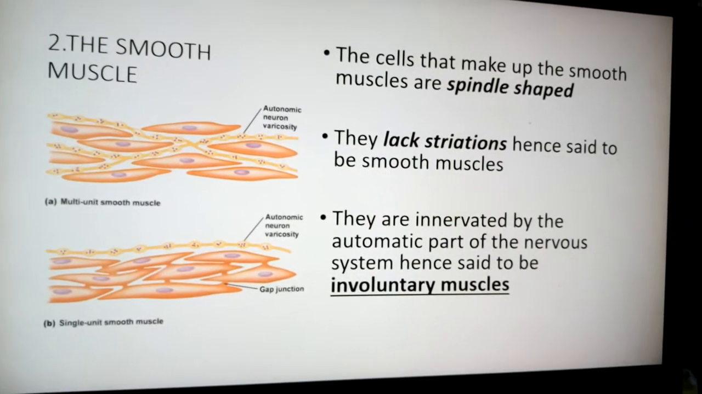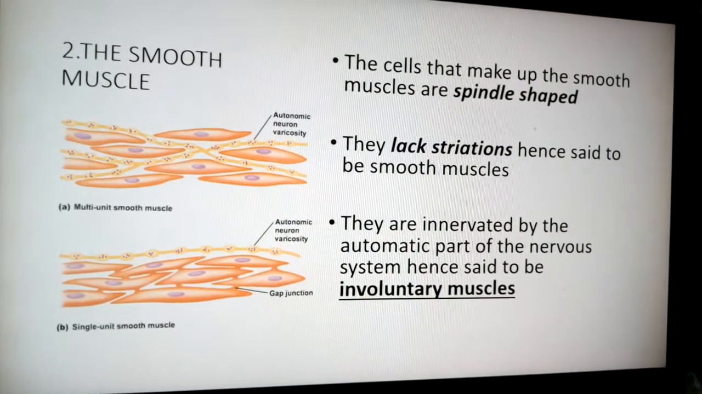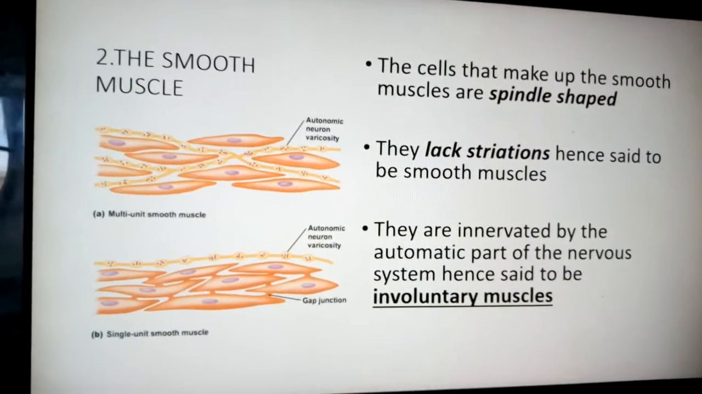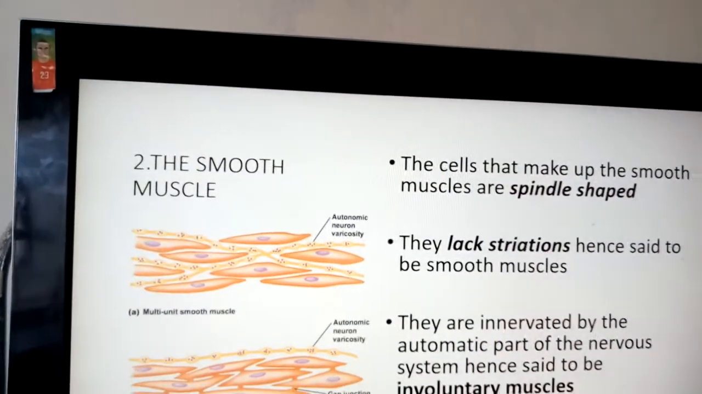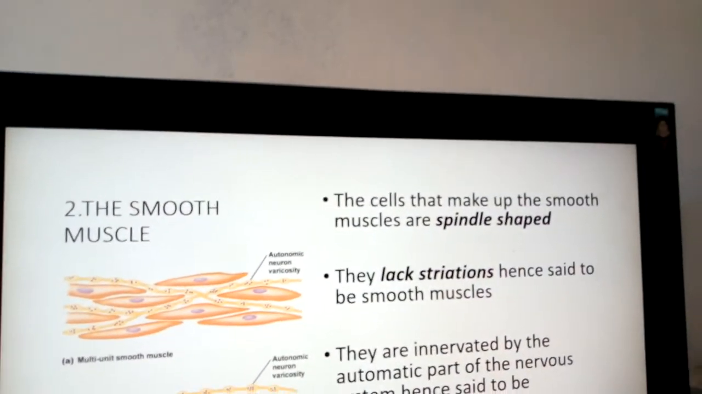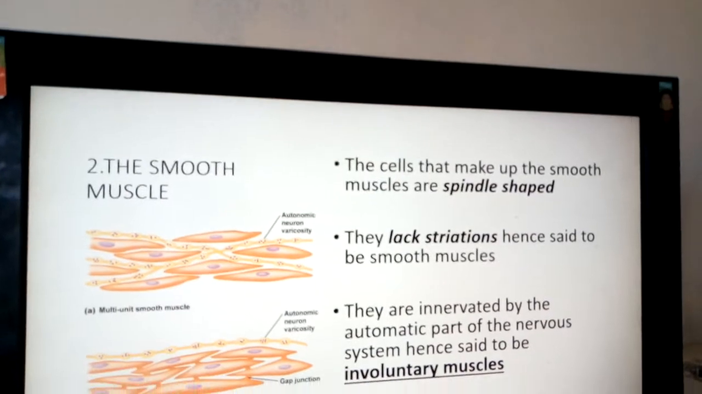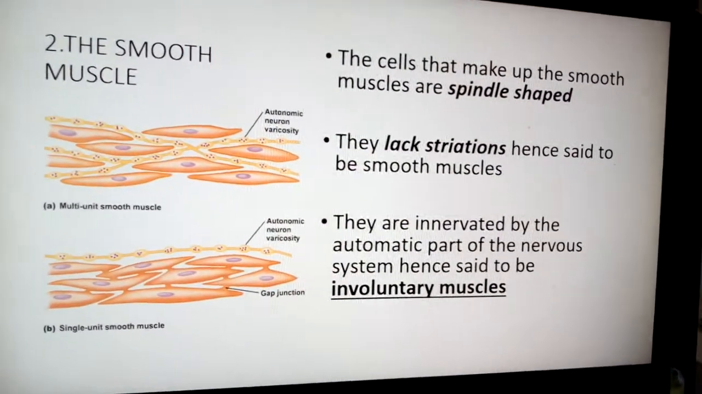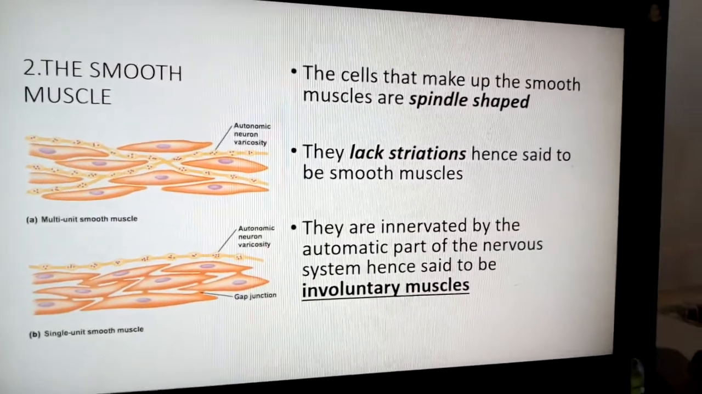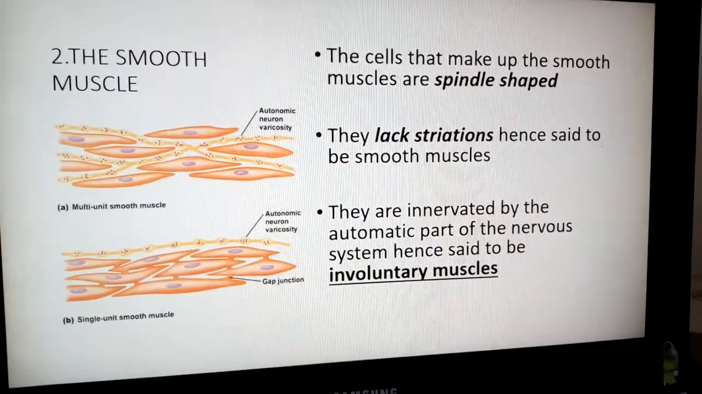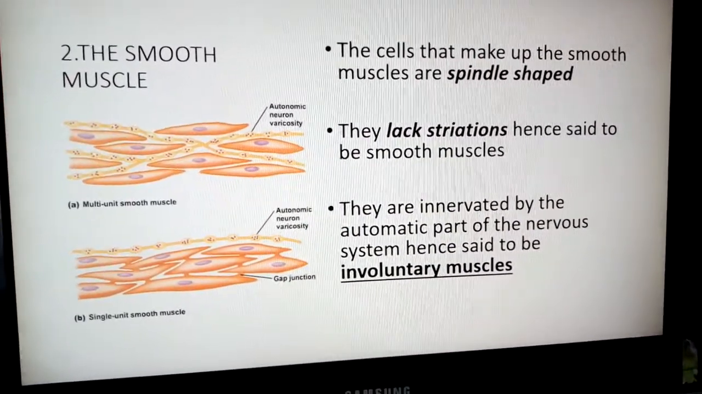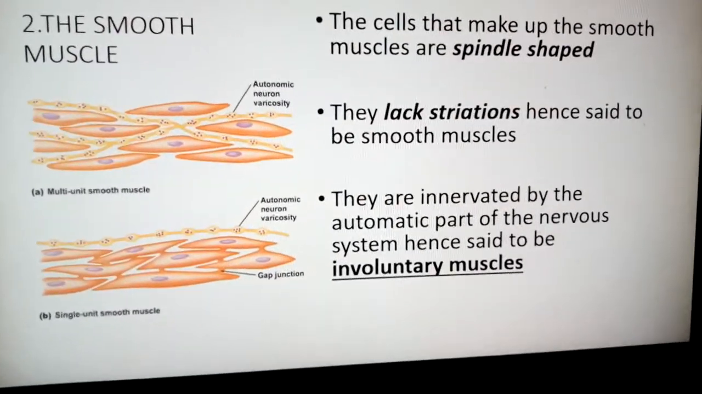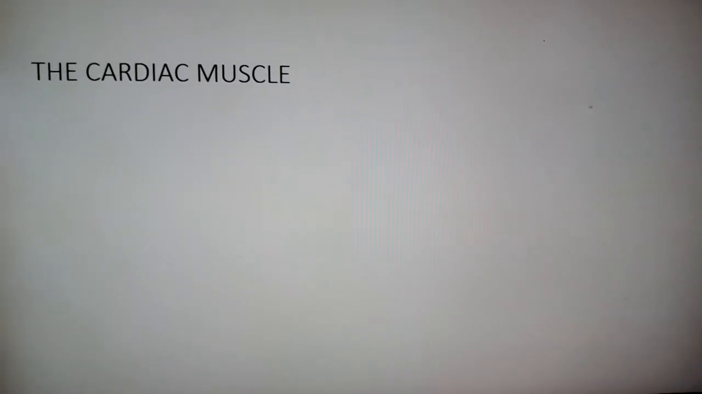Unlike the others, such as the skeletal muscle, whereby you can decide to avoid doing something that you had already started. Maybe you are moving your arm in a certain direction, then you decide to move it back. That is a voluntary muscle at work. But for involuntary, you can't undo something that you have already started doing.